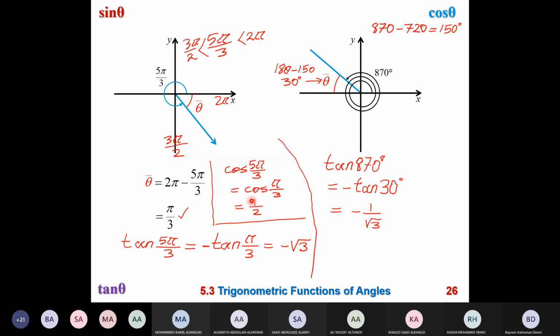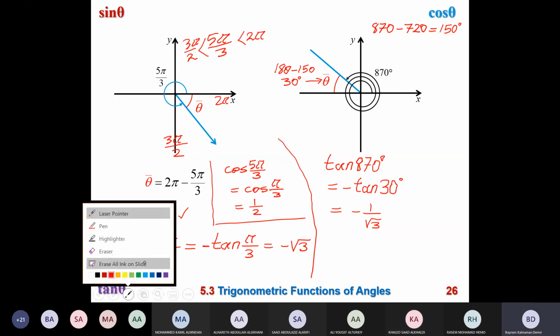All right. How about here? We have 870 degrees. Well, it is even greater than 2 rotations, right? So to find the coterminal, just subtract 870 minus 720, which is 150. 150 degrees is the coterminal, Shabab.